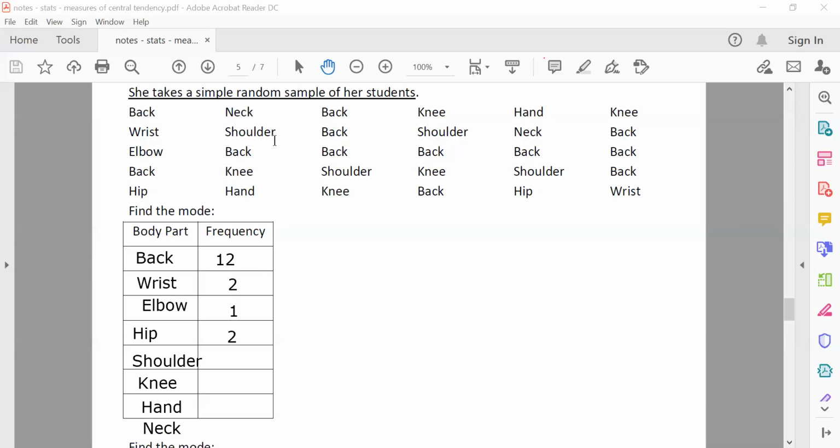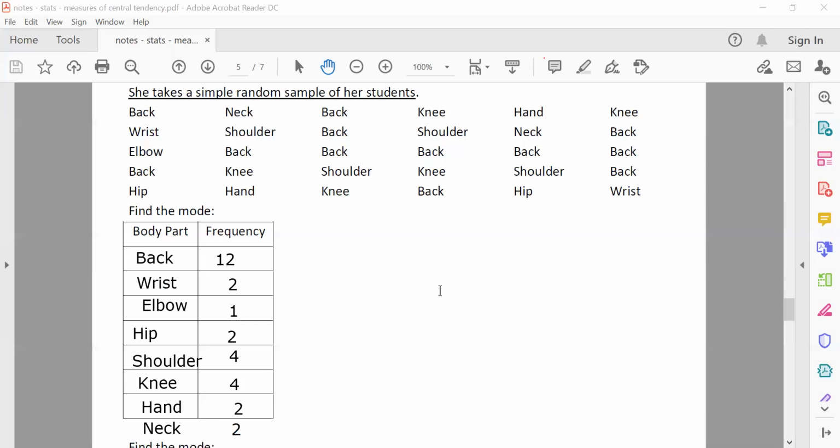Yeah, shoulder. 1, 2, 3. No, there's 4. Yeah, it's kind of hard to see that. So there's 4 shoulder injuries. Knee. 1, 2, 3, 4. 4 knees. Hand injuries, you got 1. And 2, that might not be perfect here. 2 hand injuries, and finally neck. We got 1, 2 neck injuries.